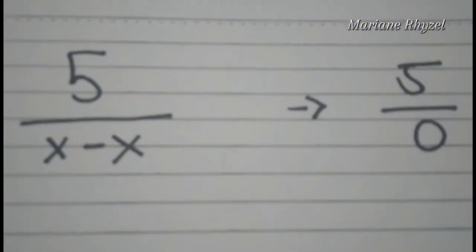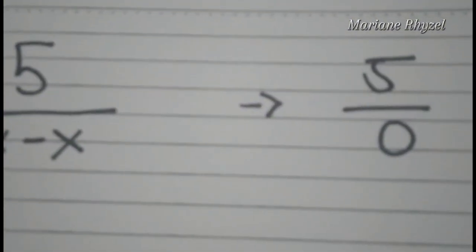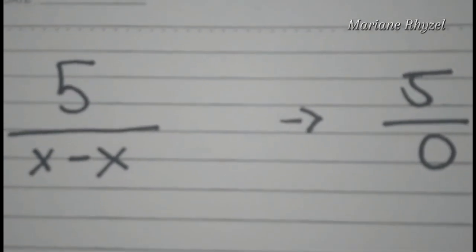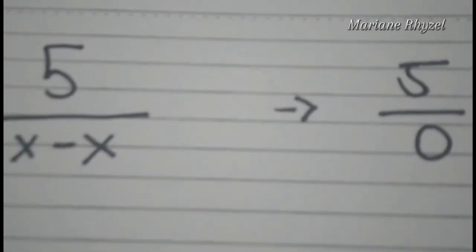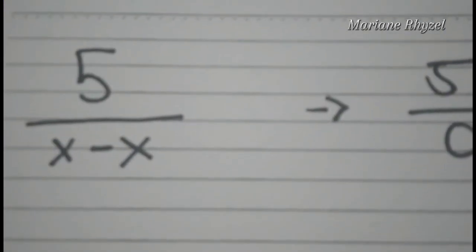So I have examples of non-rational expressions. So 5 over x minus x, it will be 5 over 0. So it is not a rational expression because q of x cannot be 0. So it's called undefined. So it is not a rational expression.